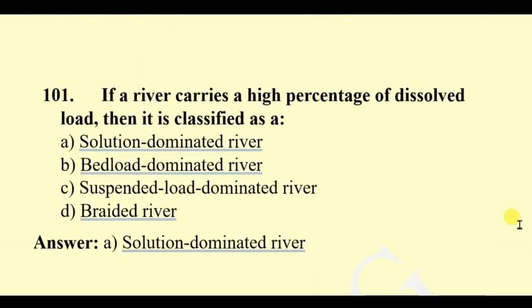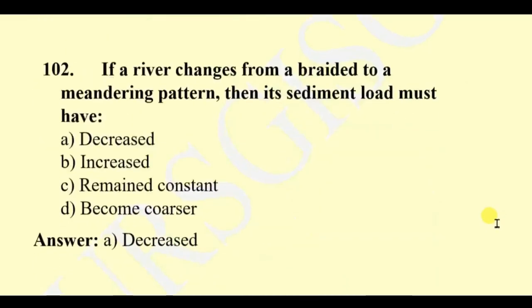If a river carries a high percentage of dissolved load, then it is classified as a solution dominated river, bed load dominated river, suspended load dominated river, or braided river. Here the right answer will be solution dominated river, because the dissolved load is maximum compared to the bed load and suspended load. Question 102. If a river changes from a braided to a meandering pattern, then its sediment load must have decreased, increased, remained constant, or become coarser. Of course, it will be decreased.